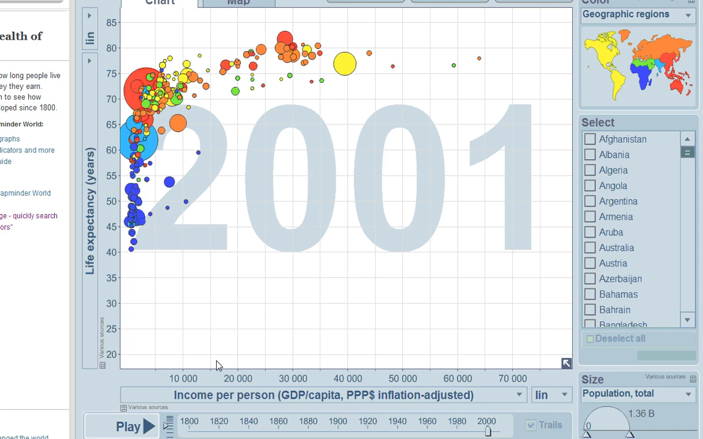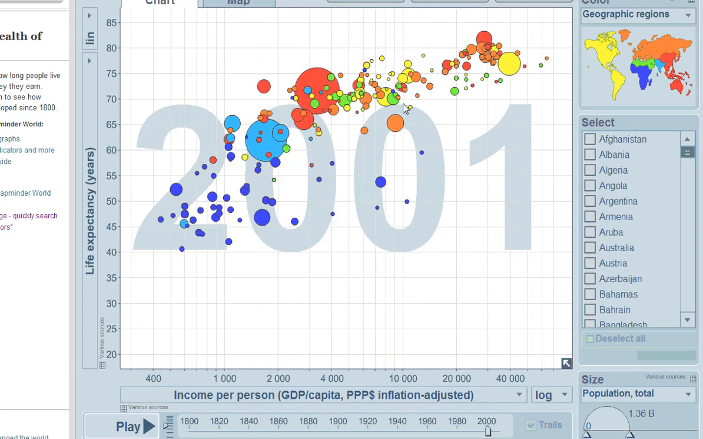If you look at the scales right now, you'll see that the income scale goes from 10,000 to 20 to 30, 40, 50,000. It goes up by 10,000 each time. I'm going to change the scale to a log scale, and you can see the graph shift over. So these data points spread out differently now.